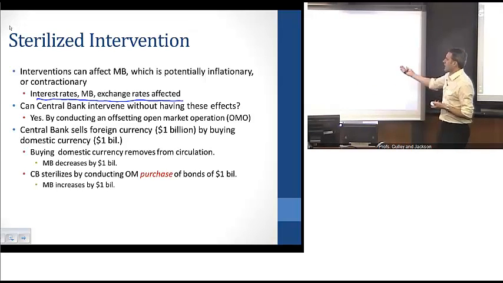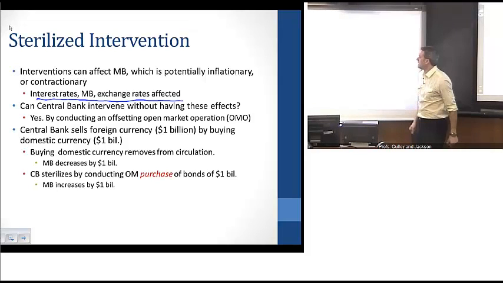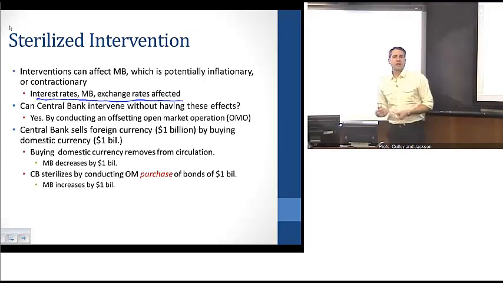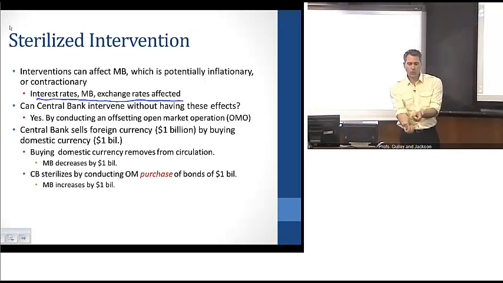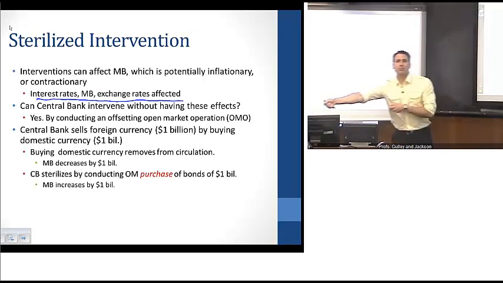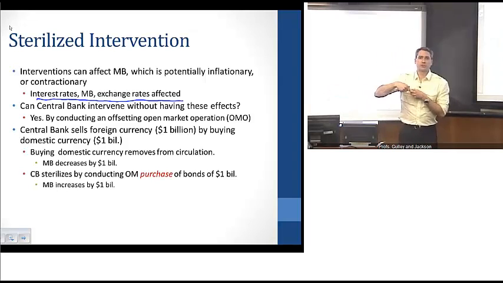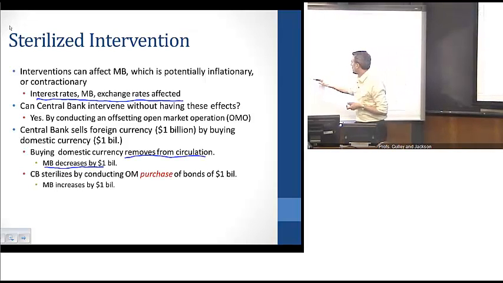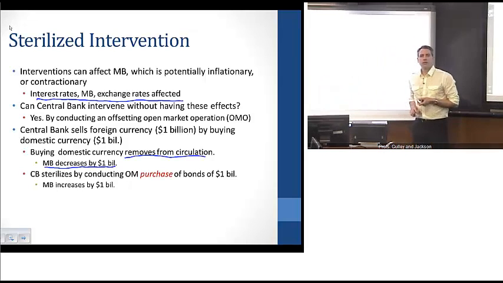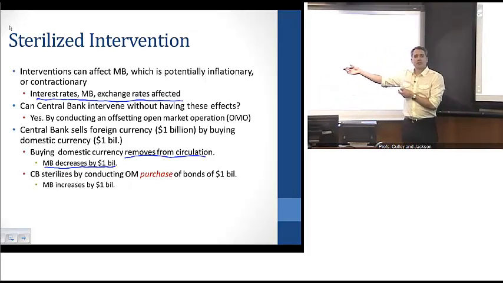The process in this example is, suppose the central bank sells foreign currency by $1 billion and they buy up domestic currency of the same amount. Again, the central bank is using its store of international reserves to buy up currency that's currently in circulation. So it's removing domestic currency out of circulation, and that's going to result in a decline in the monetary base. Again, we've talked about this being potentially contractionary.